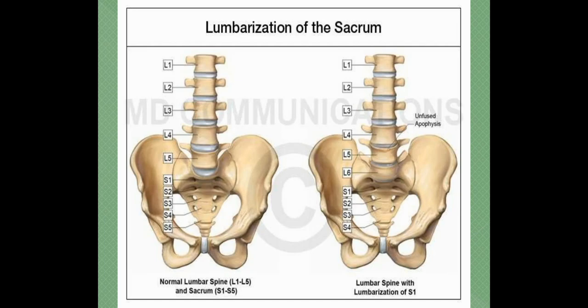On the right hand side of the picture we can see L1, L2, L3, L4, L5 and L6. The presence of L6 is called lumbarization. In this case the sacrum will have S1, S2, S3 and S4. S5 will be missing in the case of lumbarization, and instead we will have one more additional vertebra, the L6 vertebra. So on the right hand side of the picture we can see the lumbar spine with lumbarization of the S1 vertebra.